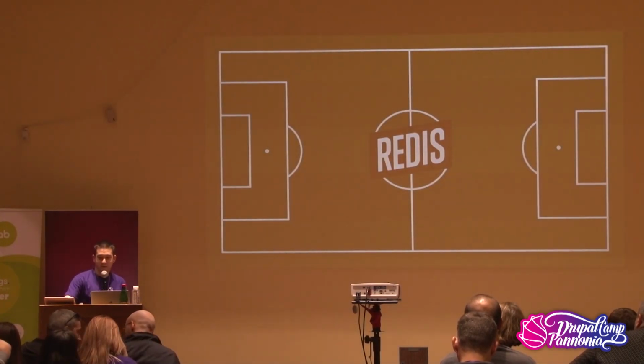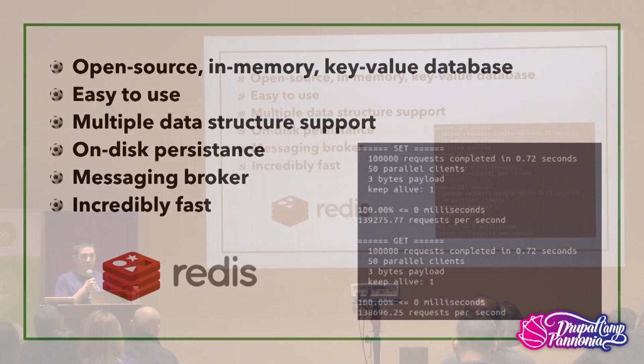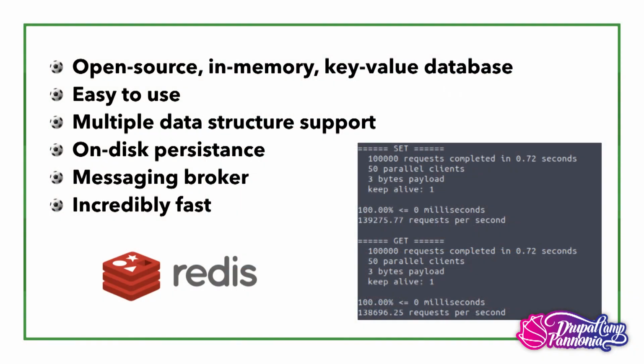Redis. Redis is an open source in-memory key-value data storage. It is really easy to use. It has on-disk persistence, which means that when we shut down the server, it writes data to hard disk every 5 minutes and returns it back to memory when we start the service again.